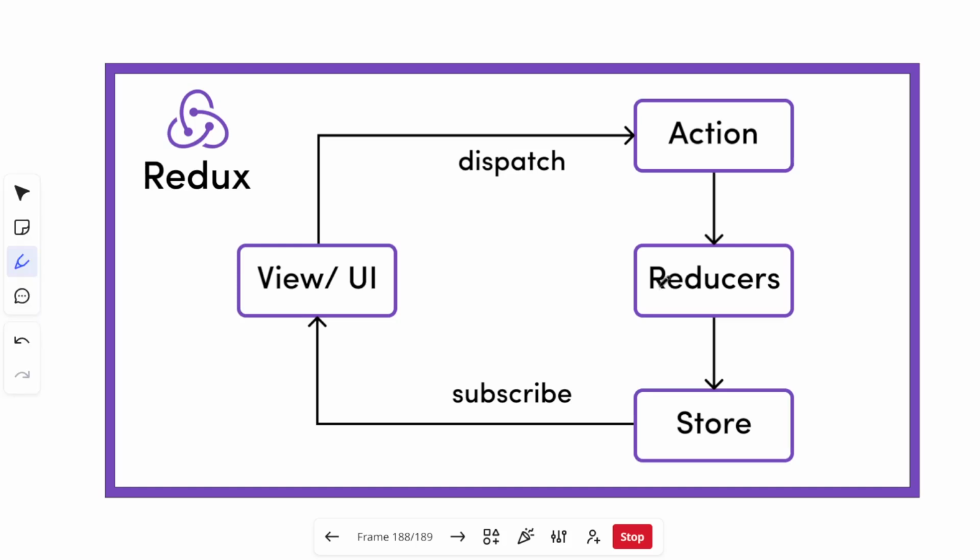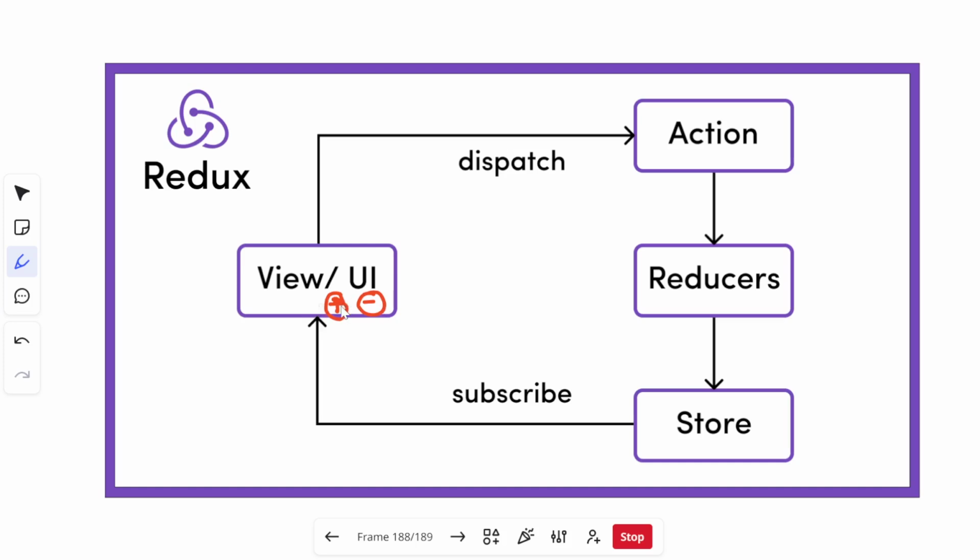So guys, understand this very carefully. First of all, we have a UI. This UI is nothing but your screen, you can say. Now let us suppose that we have a button on the UI, maybe an increment button and a decrement button, whatever. So these types of buttons are there on the UI.